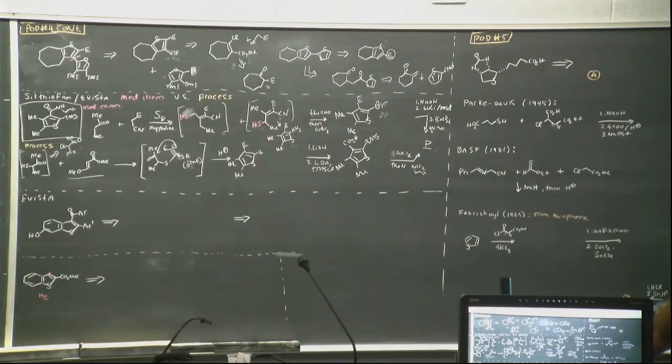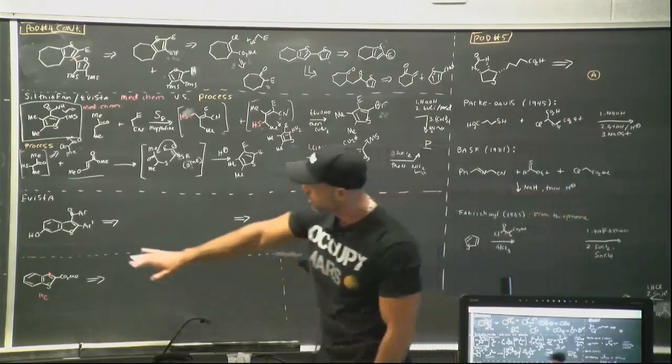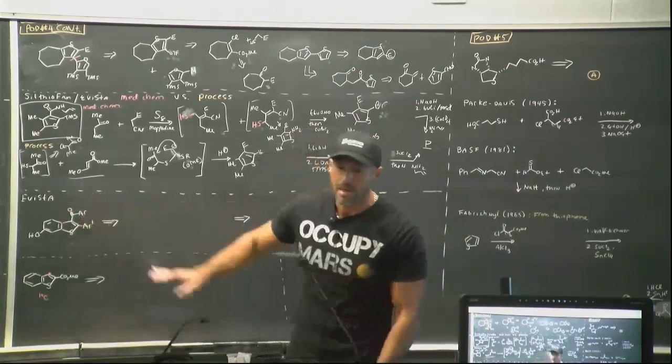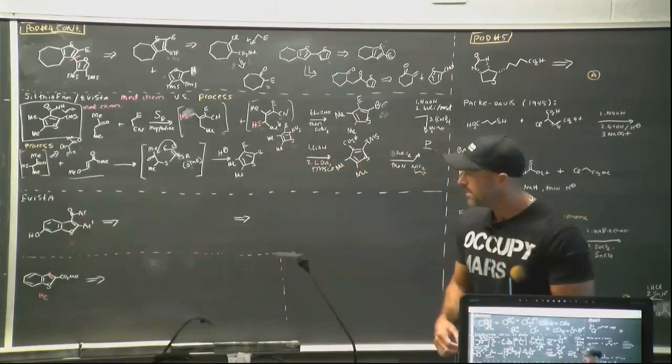Okay? Let's talk about Evista. Evista is used for osteoporosis. It's a selective estrogen receptor modulator. And actually, somebody's dad, I won't call him out, worked on these types of compounds for many years at Lilly. How do we make benzothiophenes? Any suggestions here? First, let's think about the Evista core and the groups that we can immediately remove from the beginning. Give me a disconnection.